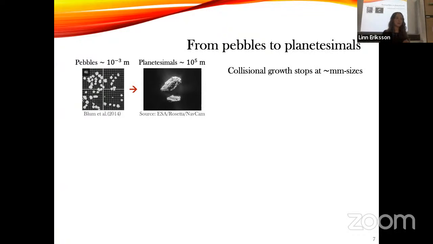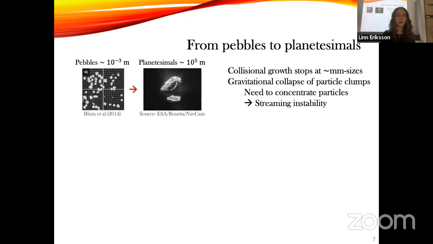And we saw in the last plot that we cannot continue to just grow them by collisions because this stops at roughly millimeter sizes. So instead, planetesimals form via the gravitational collapse of particle clumps. So in order for this to work, we first need to concentrate our particles. And I might be a little bit biased here coming from Lund, but I would say that the favored mechanism for doing this is via the streaming instability.